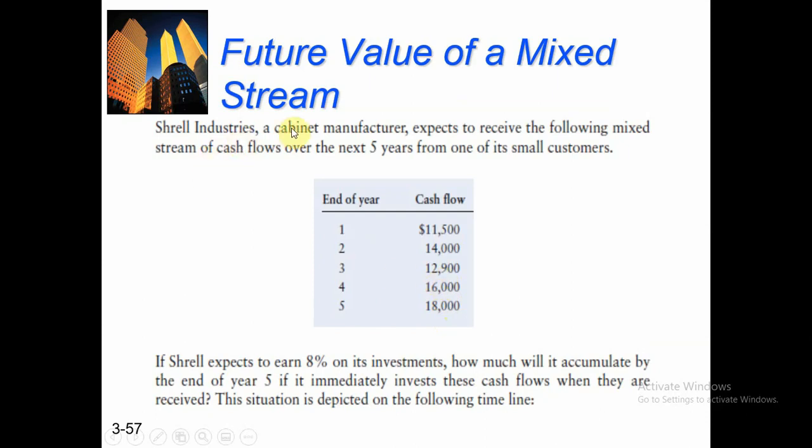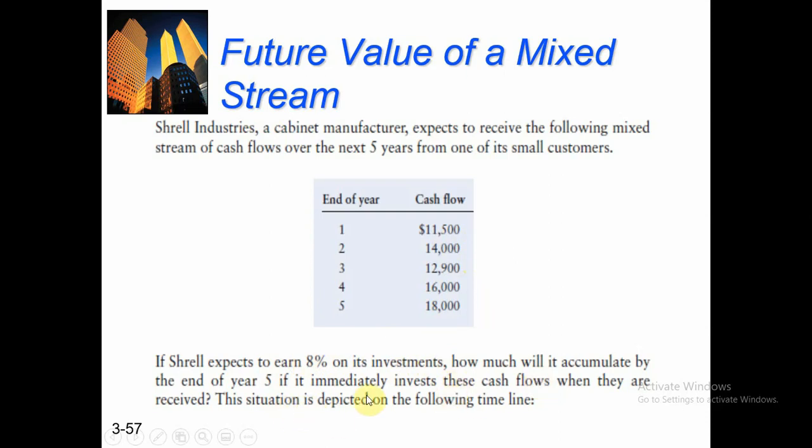Shell Industries, a cabinet manufacturer, expects to receive the following mixed stream of cash flows over the next 5 years from one of its small customers. Here is the time period of 5 years. Here are the cash inflows which Shell Industries will receive from the customer. In the first year, the company will receive 11,500, 14,000 in the second year, and so on, 18,000 in the last year. If Shell expects to earn 8% on its investments, how much will it accumulate by the end of year 5 if it immediately invests these cash flows when they are received?